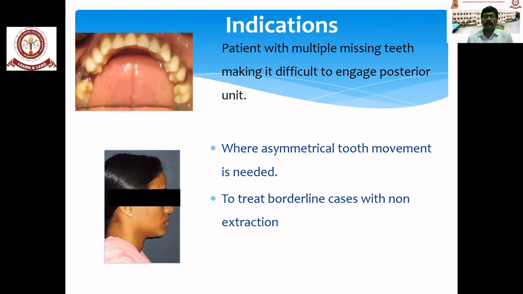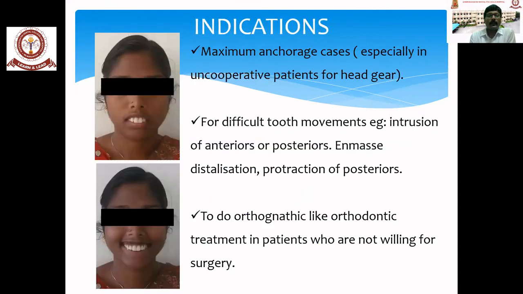Then whenever asymmetrical tooth movement is needed, like in cases where one side is allowed to pull only 3 millimeter and the other side almost 6 millimeter, micro implants can act as an excellent tool. To treat borderline cases, we have seen cases of group B anchorage or moderate anchorage, wherein half the space has to be closed by protraction of the posteriors, and half the space has to be closed by retraction of the anteriors. In those cases, you can use a mini screw.